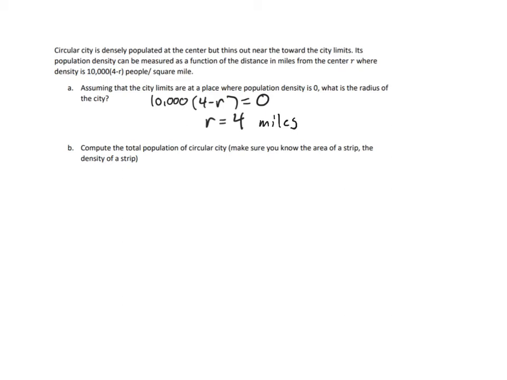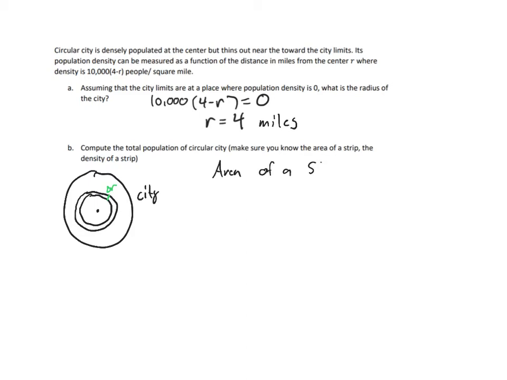So let's just kind of draw a picture of what's happening. Here's our city. And what we're going to do is we're going to slice this city up into strips. So in this general area, and I'm going to make that strip as narrow as I could possibly imagine. So I'm going to say that strip is delta r wide. All right. Well, we know that the total population of a strip is its area times density. So let's first find the area of a strip.